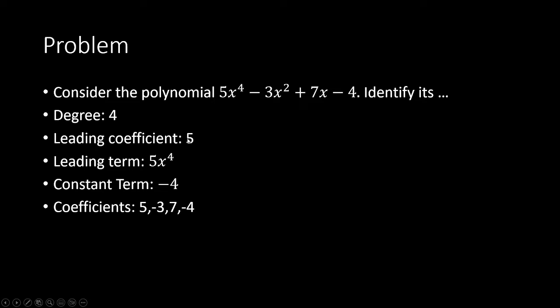The leading coefficient is the coefficient in front of the highest exponent. In this case, the leading term is 5x to the 4th. The constant term is negative 4. And your coefficients are 5, negative 3, 1, and negative 4.